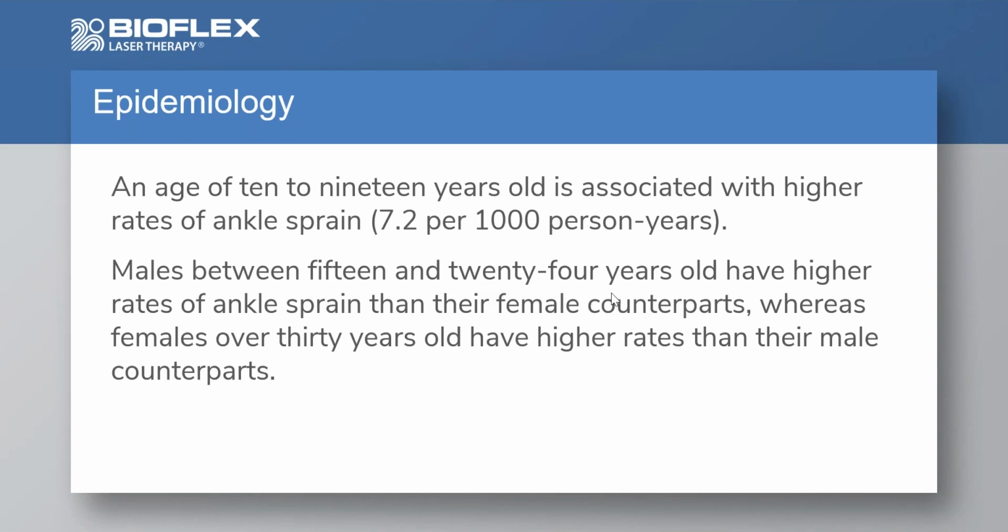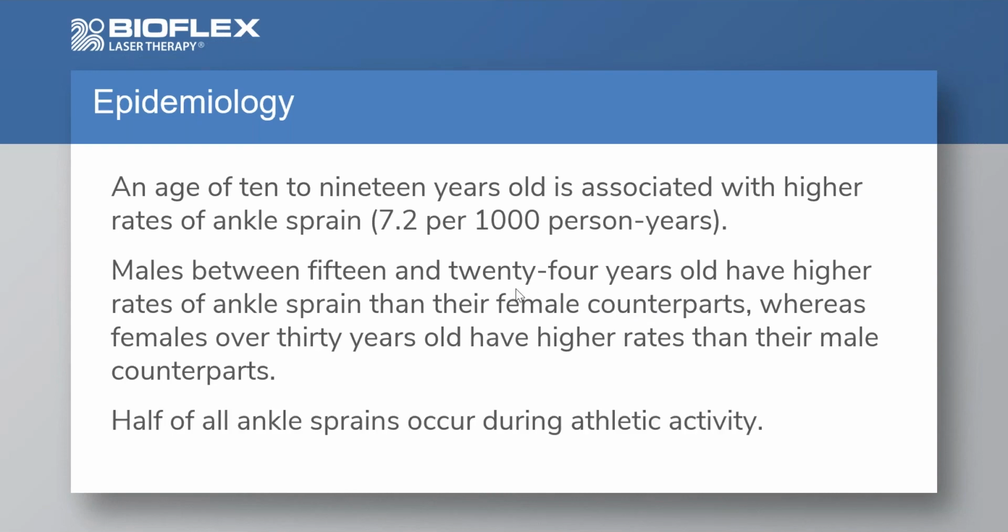So males between 15 and 24 also have higher rates of ankle sprain than their female counterparts, whereas as the age gets a little bit older, over 30, we actually start to see a higher female to male ratio. And as I mentioned, it is very common in athletic activities. About 50% of all ankle sprains reported occur because of some type of athletic or sporting event.